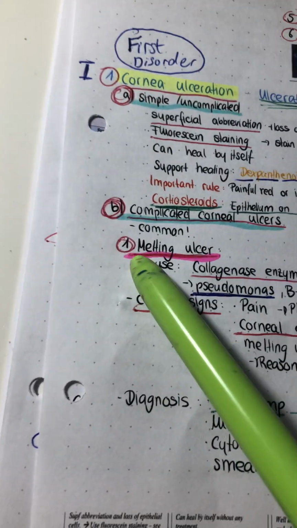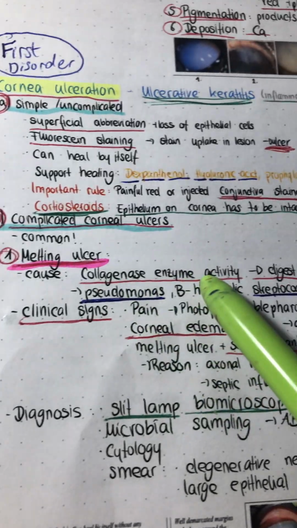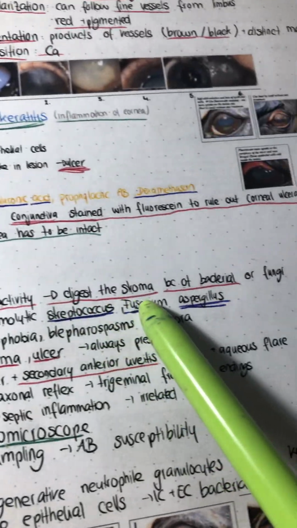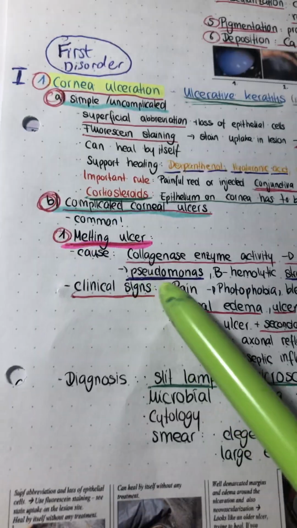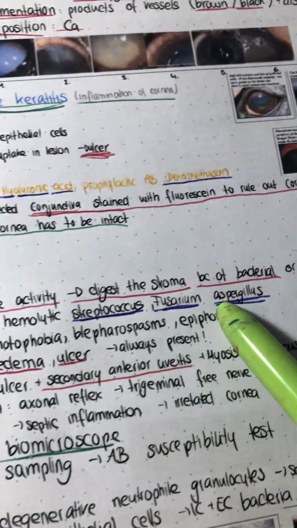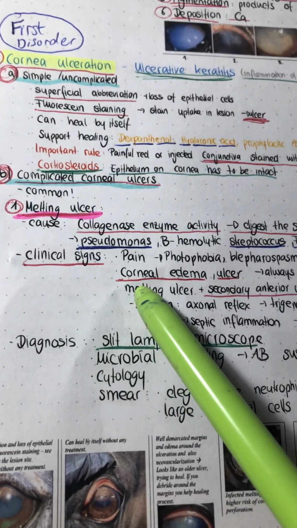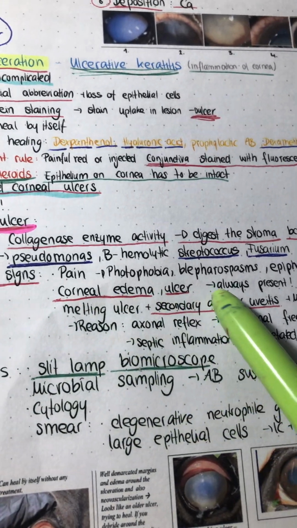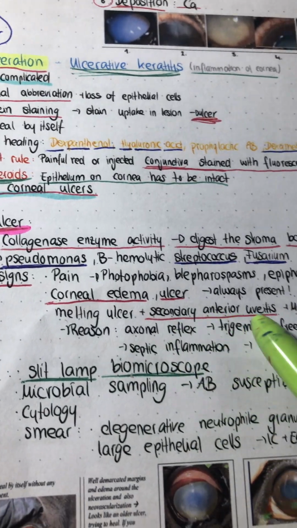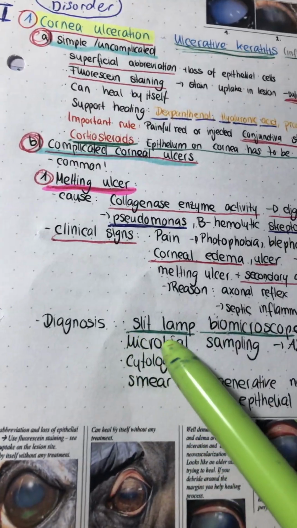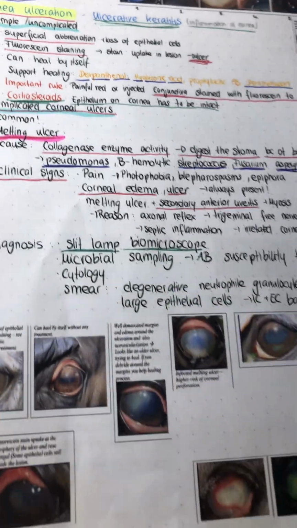Complicated ulcers, so you can have the melting ulcer, with collagenase enzyme activity digesting the stroma because of bacteria or fungi, such as Pseudomonas, Streptococcus, Aspergillus, or Fusarium. The clinical signs are corneal edema or ulcers, and secondary anterior uveitis. For the diagnosis, use the slit lamp, so a biomicroscope.